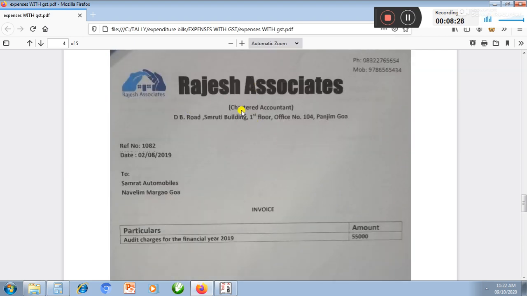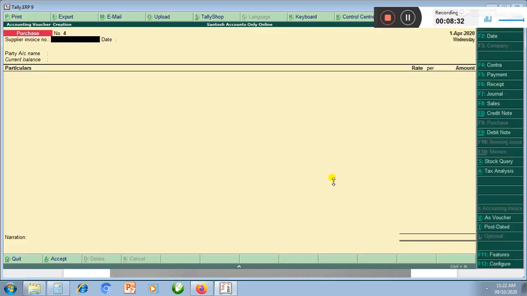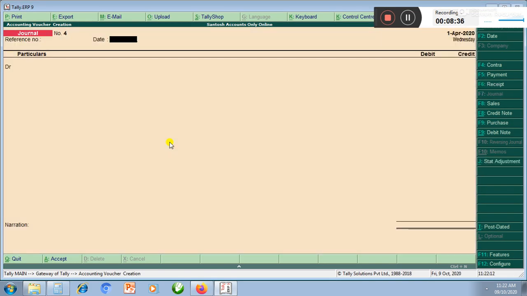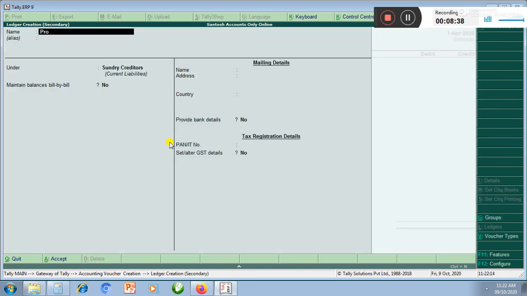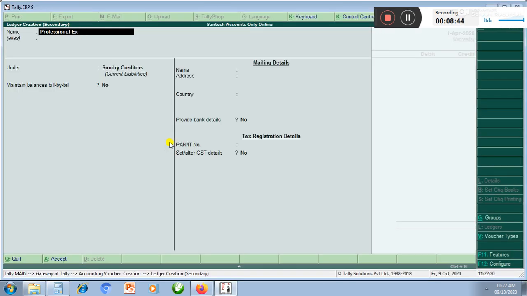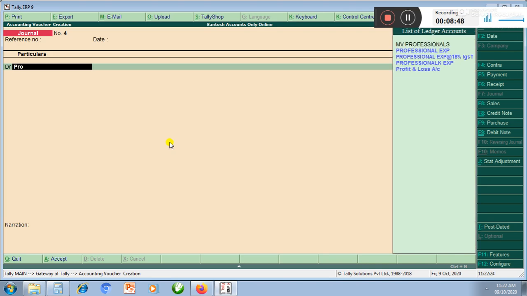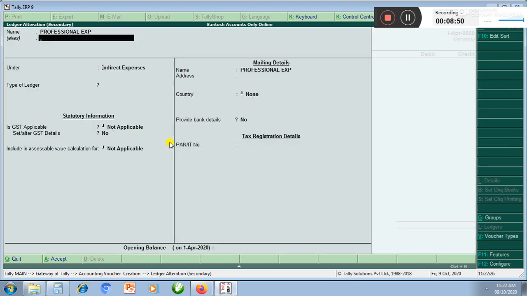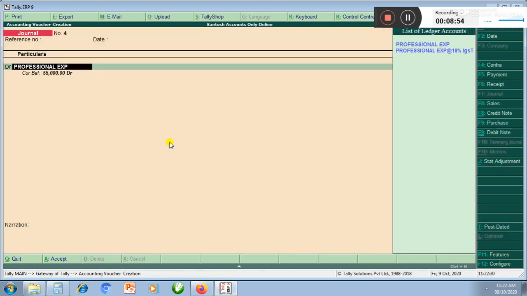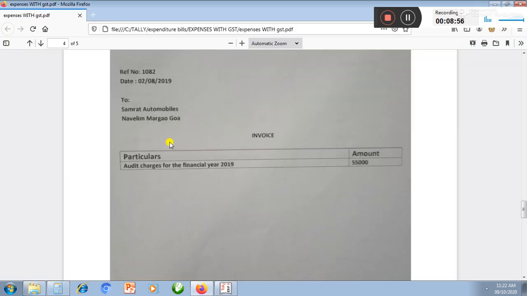Now Rajesh Associate. This is a chartered accountant. Okay. That is 55,000 bill. I'll pass the journal. Here journal I'll pass. So debit professional expenses at the rate of, is there any GST on the bill? No GST. So I'll just put expenses under, is already there. Professional expenses under indirect expenses, no GST. I'll not put this GST on. Remember, don't put it on because there is no GST on the bill.